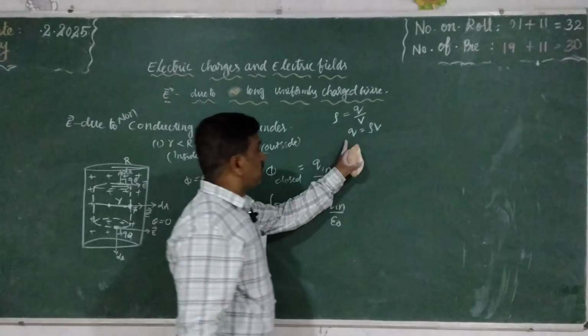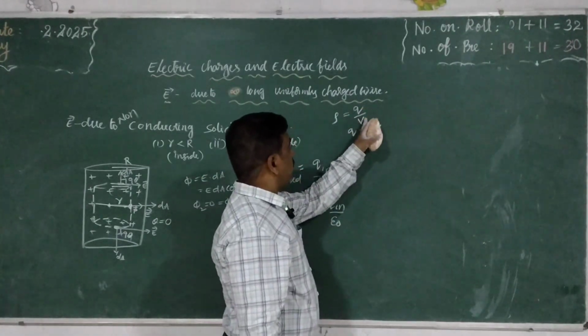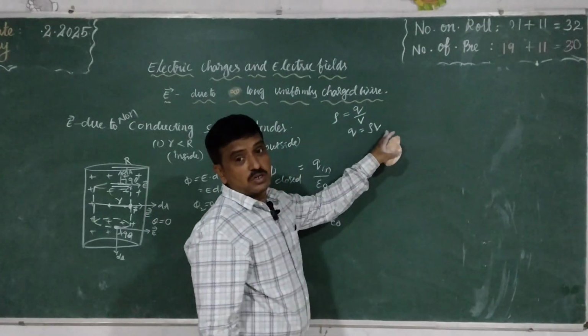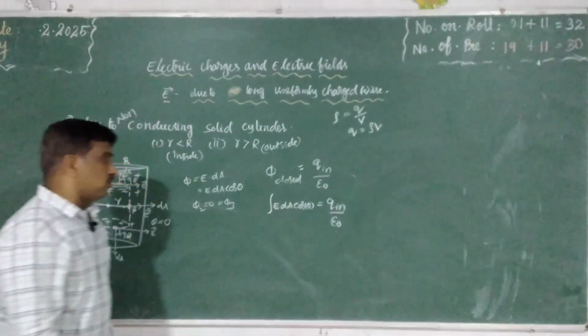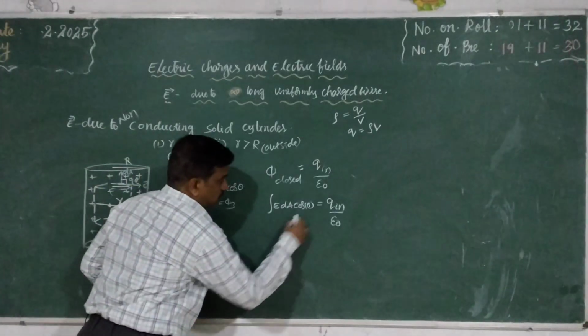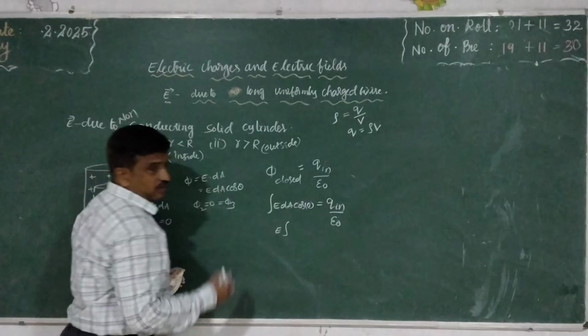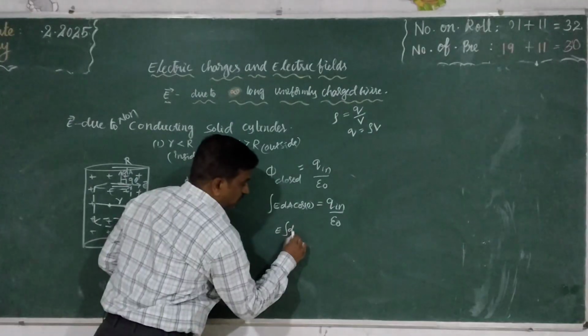Charge per unit volume is nothing but volume charge density. Charge equals density into volume. Now see here, E dA cos 0, and cos 0 means 1. So the electric field is the same everywhere on the Gaussian surface. That's why we can write E outside, dA.